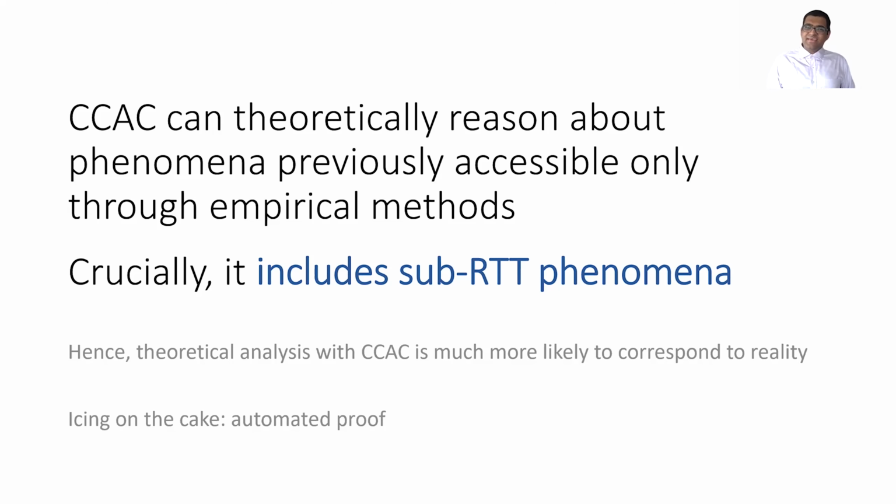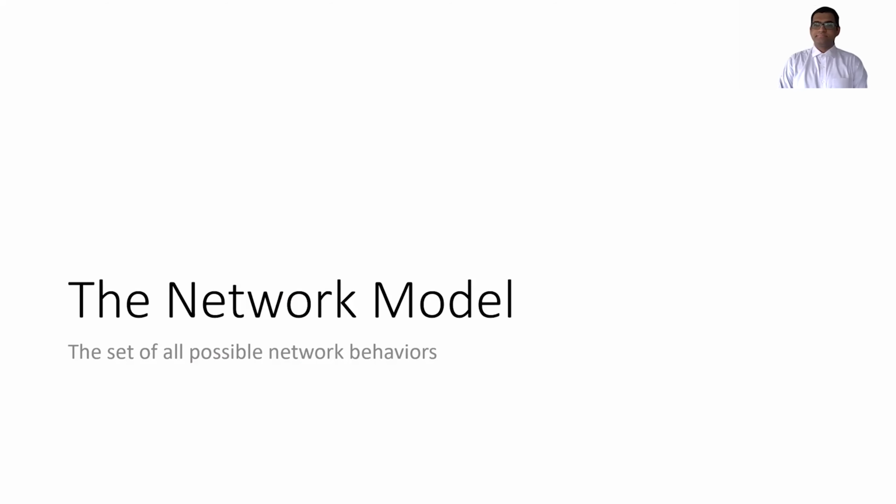And an icing on the cake is that a lot of the proofs are automated, which has two benefits. First, of course, it removes the tedium from the human. And second, there are cases where computers are just better than humans. And we'll see two examples in this talk.